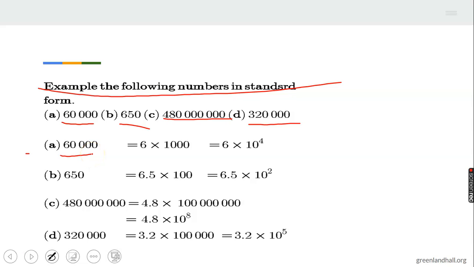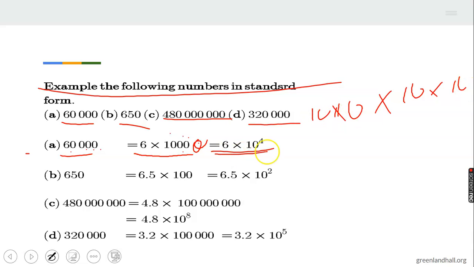Now, the first one is 60,000. This is 1, 2, 3, 4. Now, you count the number of zeros you have there. 1, 2, 3, 4. That is 6 times 10,000. Now, when you count the number of zeros, 1, 2, 3, 4, that shows you have 10 multiplied in 4 places. That will be 6 times 10 raised to power 4.